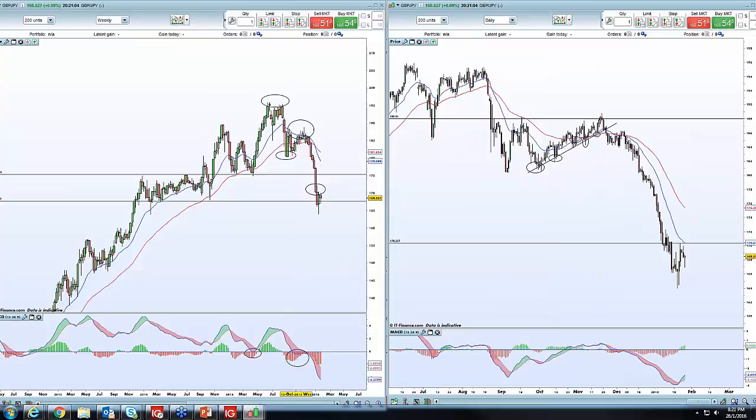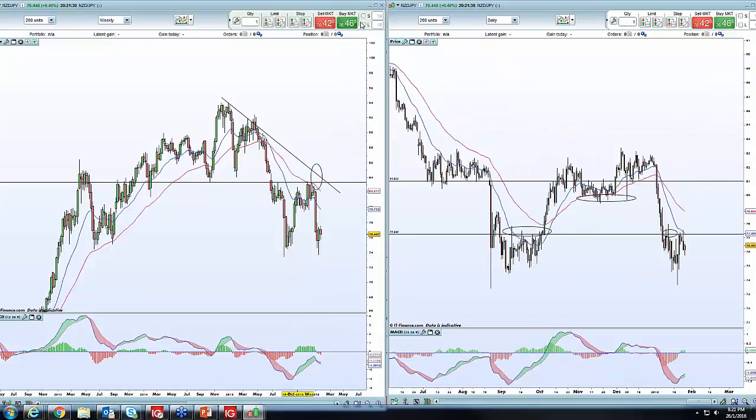Okay, Kiwi yen. Let me do a quick Kiwi yen one. After Kiwi yen, I go to commodities, because I'm running out of time. I'm so sorry about that. Kiwi yen. Where's my Kiwi yen? I don't have Kiwi yen here. Seriously. Let me just get Kiwi yen up.